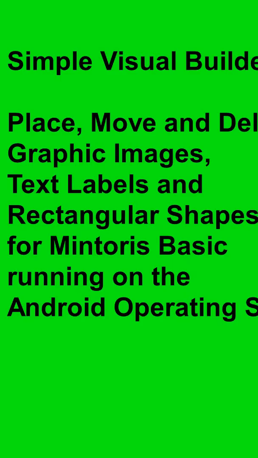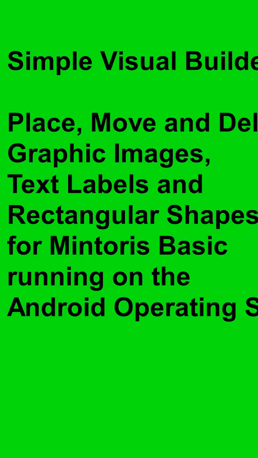Once you have laid out your graphic screen the way that you want, from the main menu you can select the build code template function to generate the program code template file called myprog.base file, which will be written to the graphics directory, which is located under the Mintoris data directory. To run the template file, you will need to exit from the Simple Visual Builder program by selecting the exit function from the main menu.